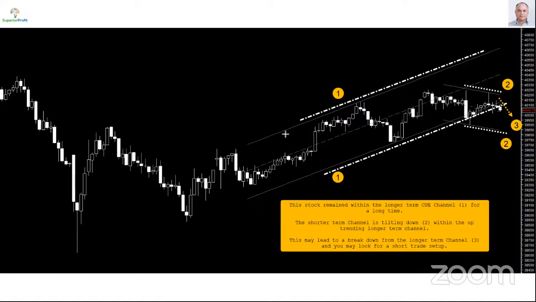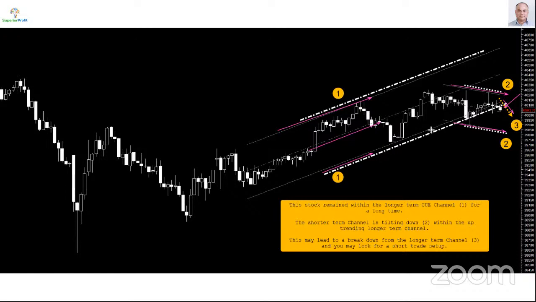The longer term channel was in an uptrend, upper channel, lower channel, and the midpoint, which is the average line. And you can see the shorter term channels were trending downward, and right at this point, at the right edge, it was breaking below the longer term channel lower line. So you could look for a short setup. Will you look for short setup on this day? Yes, certainly that is a valid day because it is breaking down below the channel line, longer term channel line.